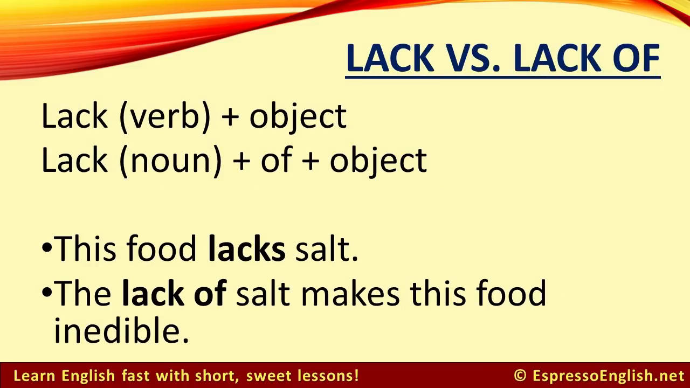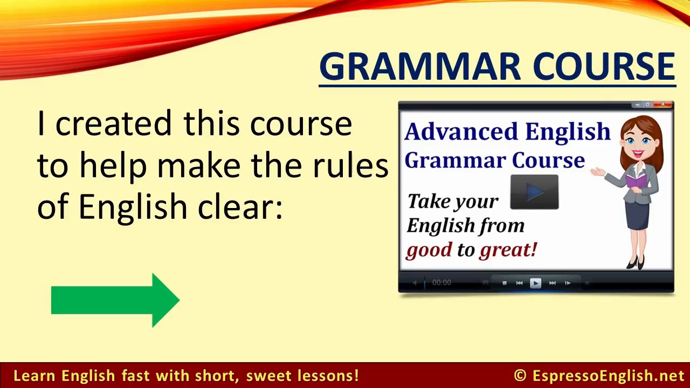So to clarify, when using lack as a verb, it's followed directly by an object. This food lacks salt. When using lack as a noun, then we say lack of plus the object. The lack of salt makes this food inedible. It's understandable that these little details of English grammar can be confusing.